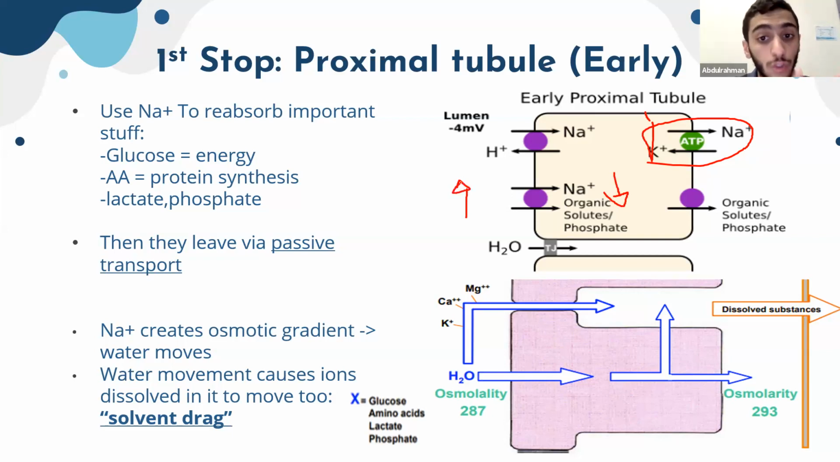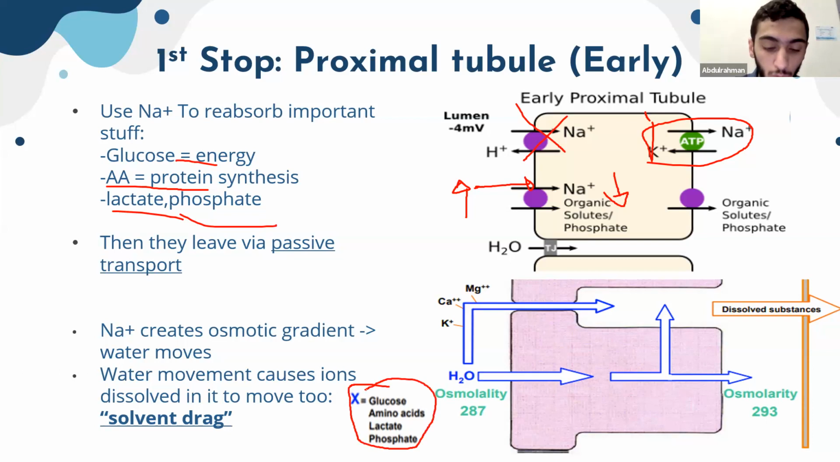Tamam? So where would the sodium want to go? The sodium now wants to move from here into here. Okay? Ignore this channel for a second. Just focus. The sodium wants to go from here to here. Okay? So now we said that the glomerulus is going to filter out everything. Some of these things are very important to us and we need them, such as the glucose, which is used for our energy, amino acids, which we're using for protein synthesis, lactates, phosphates, which are all mentioned here. You don't really need to know all of them by step, but I think it's really important to know lactate and phosphate.